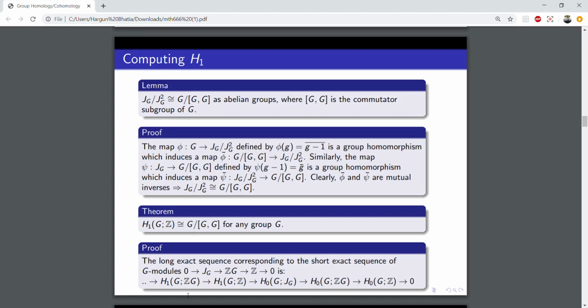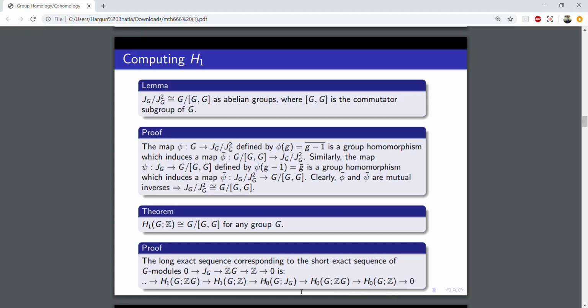Now here, you observe in this long exact sequence that this is 0 because ZG is projective. And notice that this, remember, is isomorphic to Z. In the previous slides, we've seen that. And this is also Z, the trivial ZG module, so this is also isomorphic to Z. And in fact, this map is an isomorphism between these two groups.